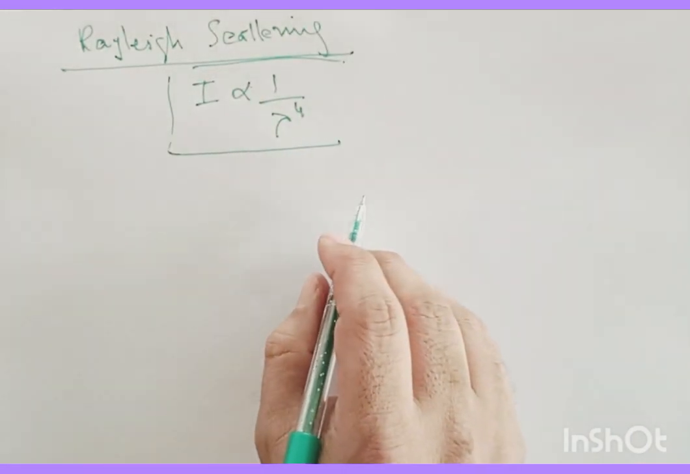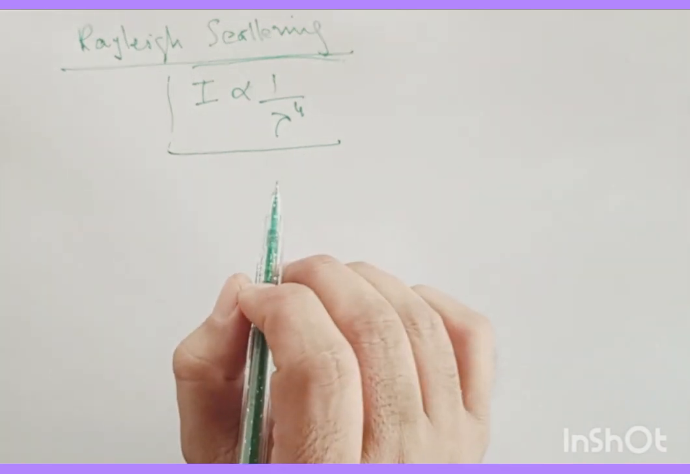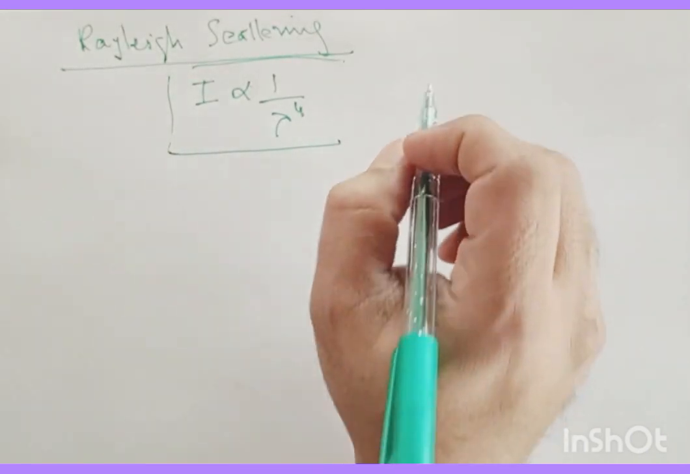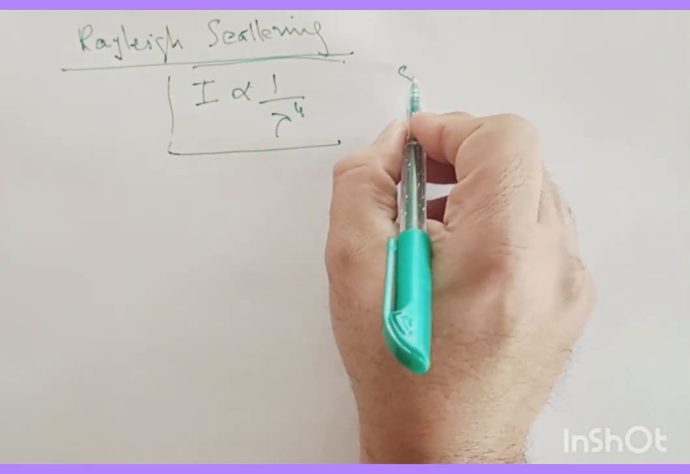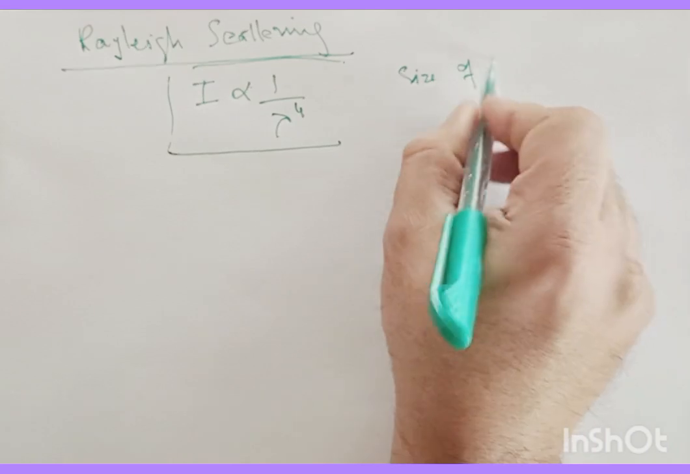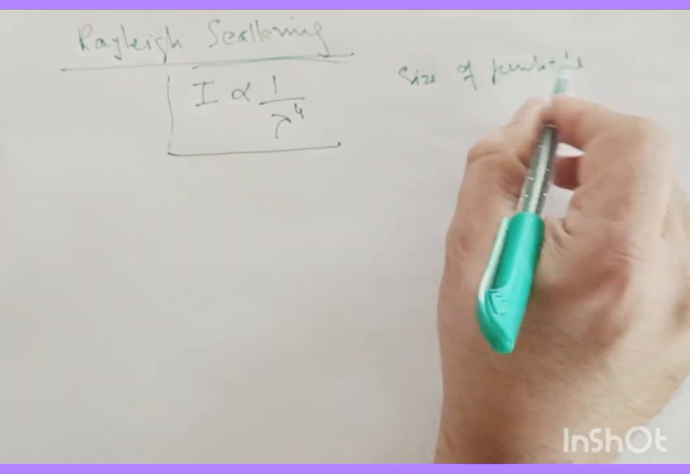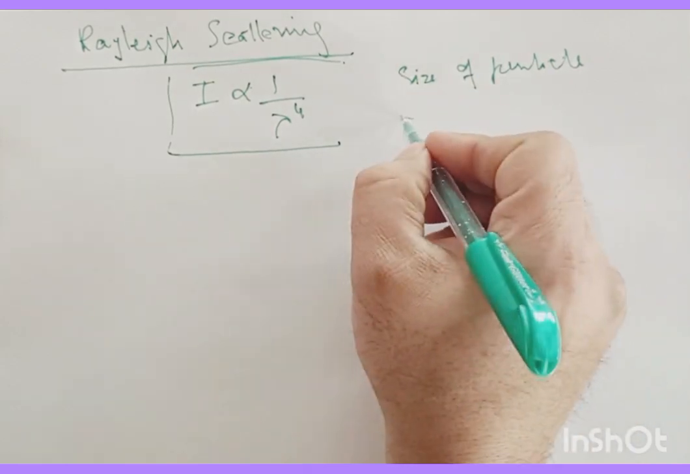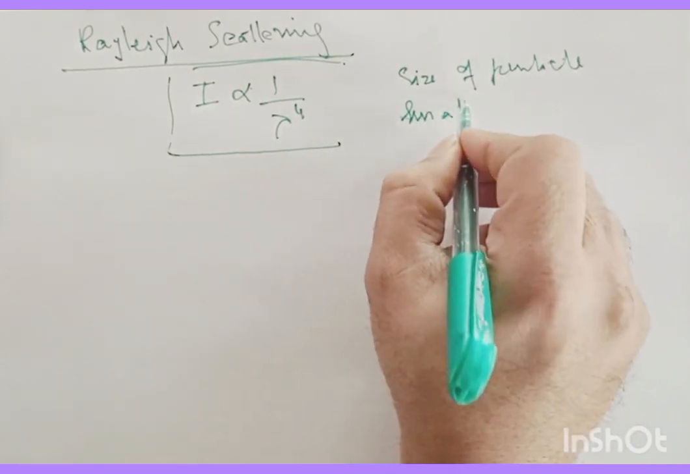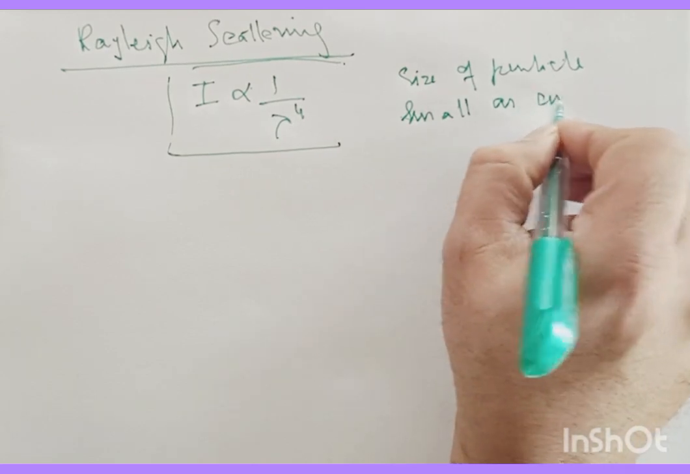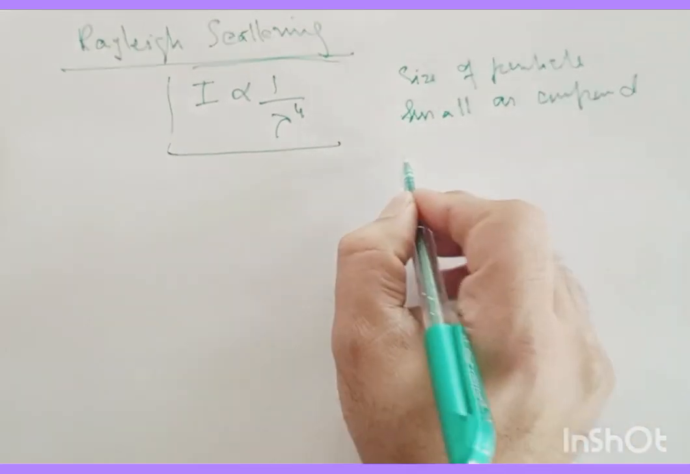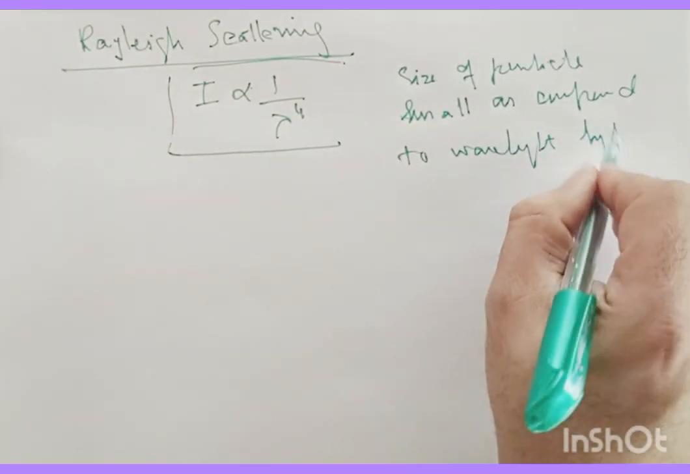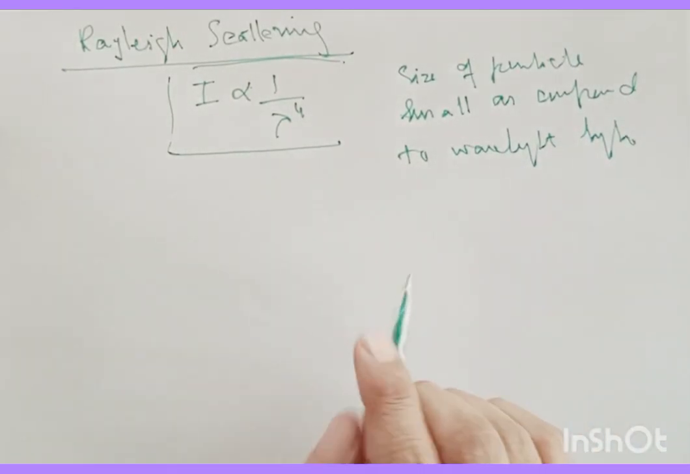The intensity of the scattered light is inversely proportional to the fourth power of wavelength of the incident light. Now, what's important here is that the size of the particles scattering light should be very small. Size of particles should be very, very small as compared to the wavelength of light.